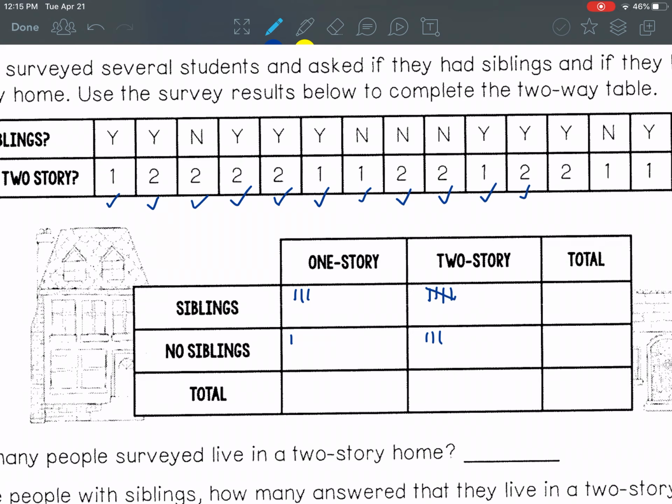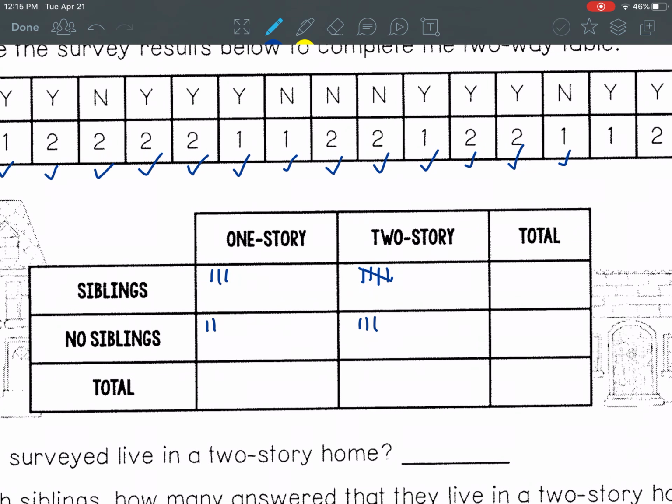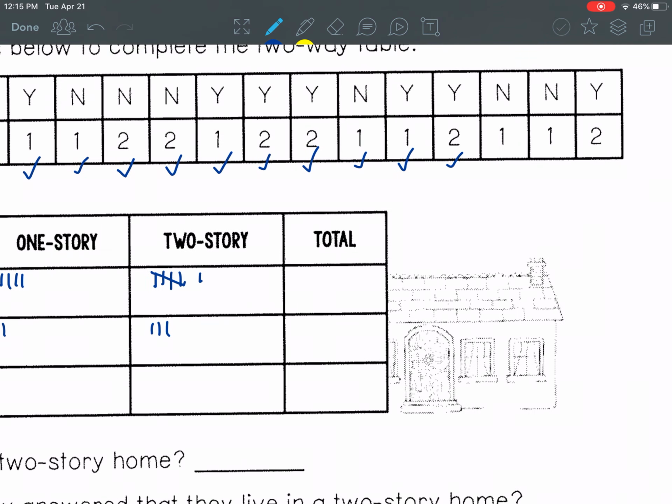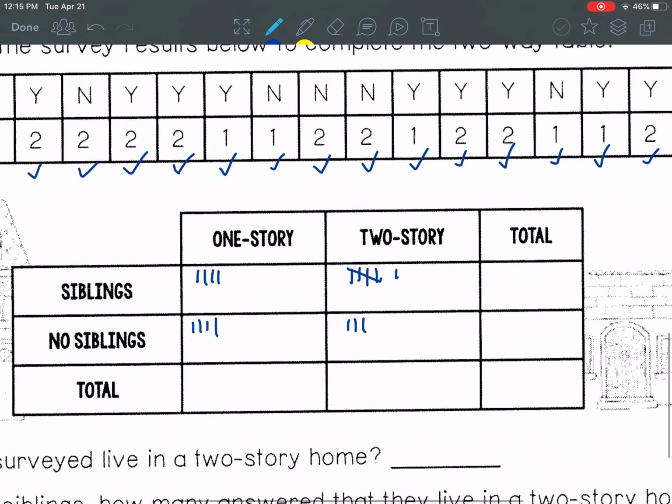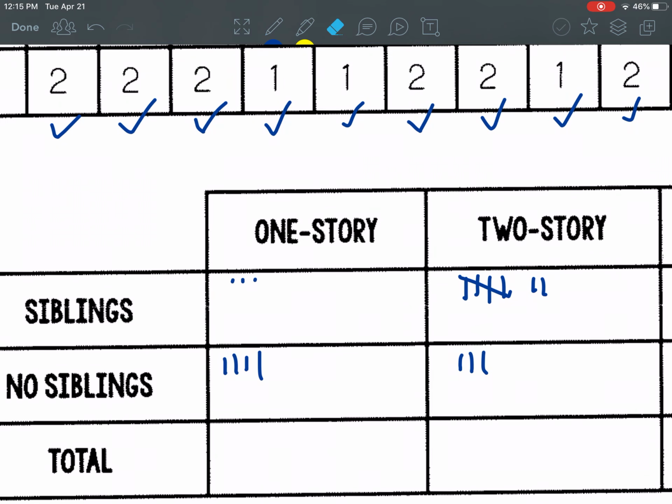Yes, 2. No, 1. Yes, 1. Yes, 2. No 1, no 1, so that happens twice. I'm going to get both those done. And then yes, siblings, 2 stories. So I have them all figured out there, and then what I do is erase them. So I had 4 tally marks there. I have 4 tally marks here. Then 7 here, and 3. And there's my two-way table.